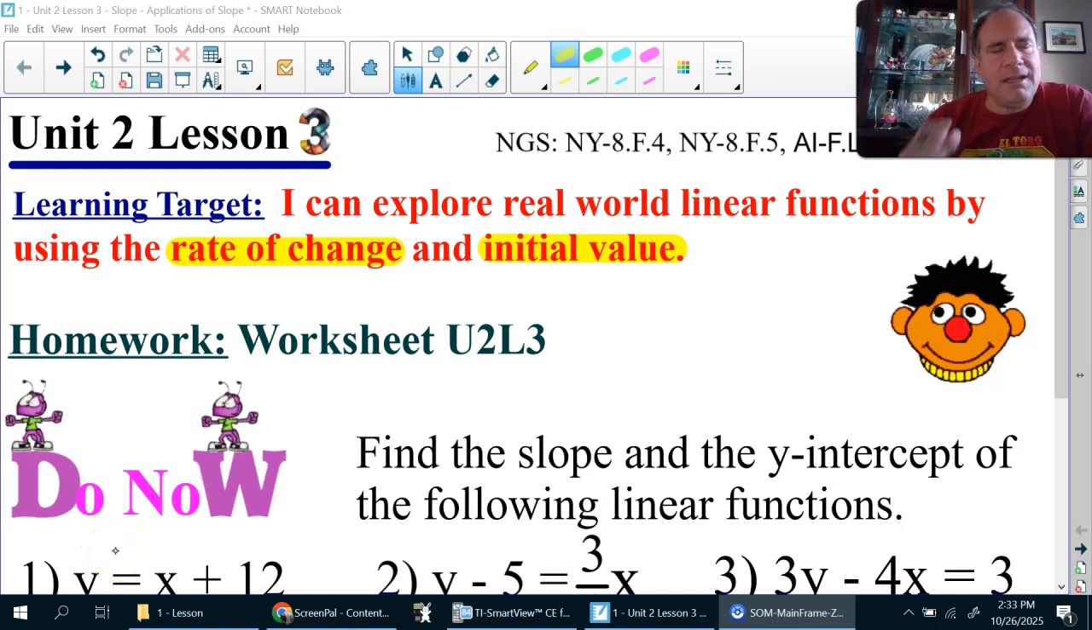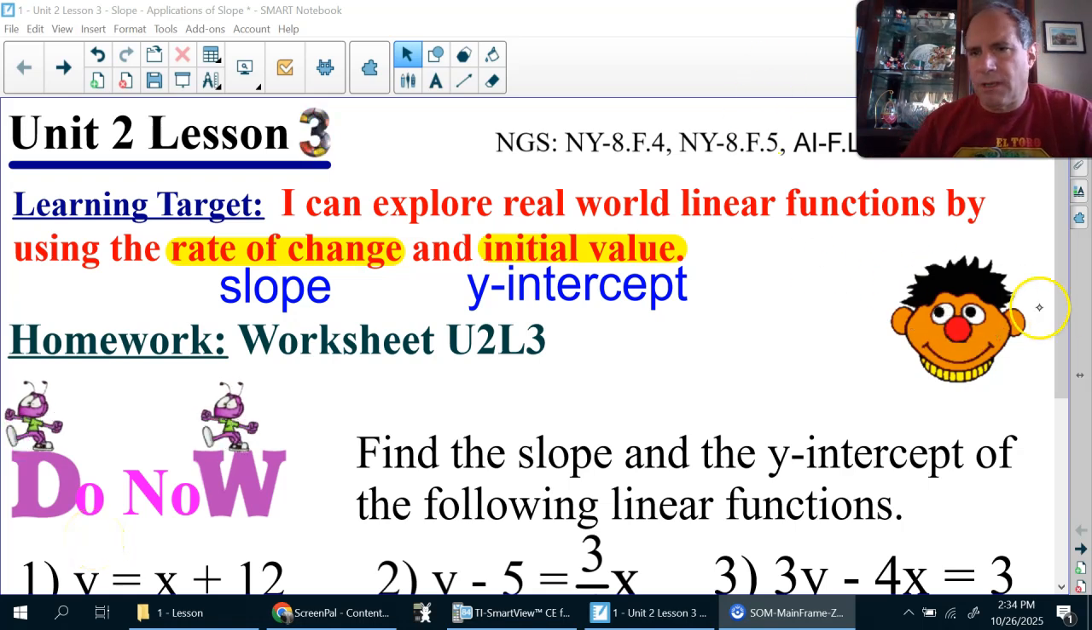Hello everyone. In this lesson, we're going to explore real-world linear functions by using the rate of change and the initial value. Rate of change means slope. Initial value is the y-intercept. So when you hear those words, don't get fooled. Rate of change, slope, same thing. Initial value is the starting point, the y-intercept.